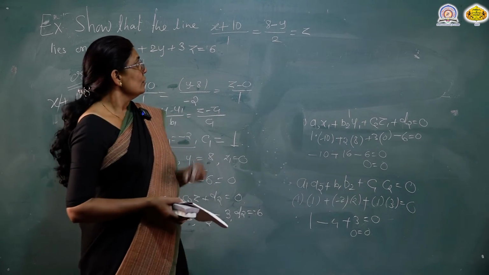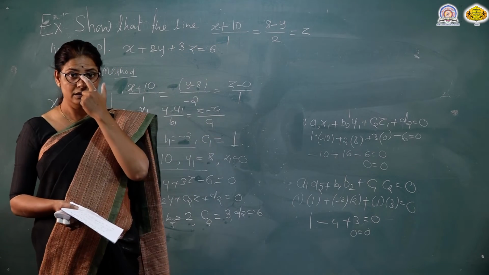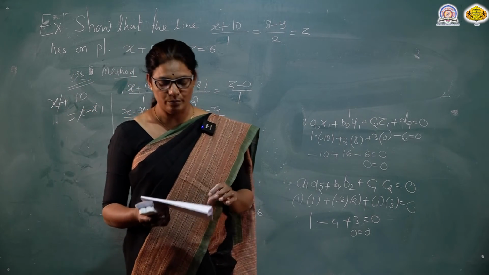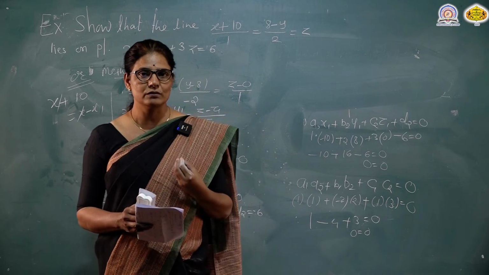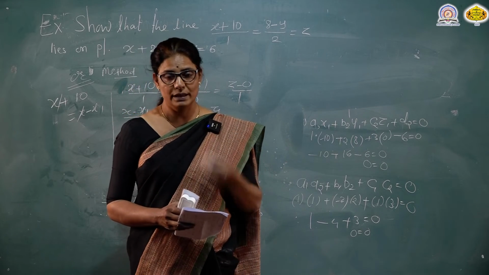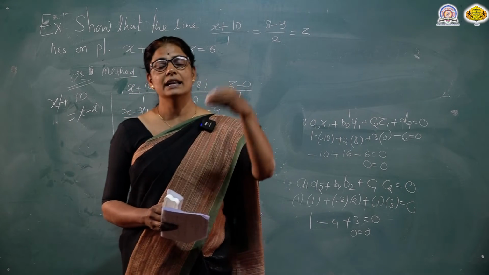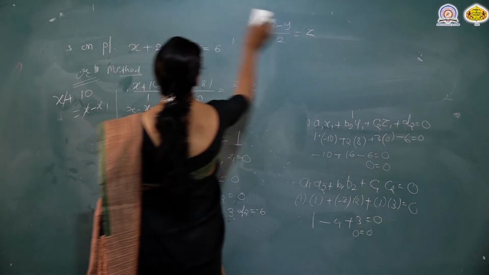Okay. So now our second part is, suppose the line lies on the plane. Suppose we are given the equation of the line and a point, and we have to find the equation of the plane which passes through the given point and contains the given line. For that, see the next question.